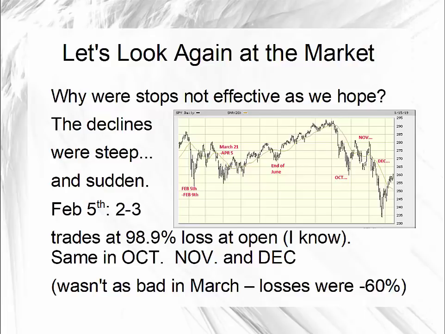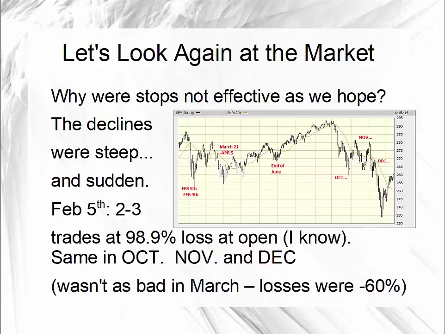The losses weren't as bad in March. There were about 60% of the bull put spread positions, 60% of what you invest in the bull puts, instead of the 90% or 95%. But those quick movements from February 5th through 9th, beginning of October into November, kind of around the end of June, were a little bit of a surprise too, as far as the severity of the decline went. And that's why, even with the stops, it wasn't as effective as we'd hope to turn a losing trade into a winning trade.